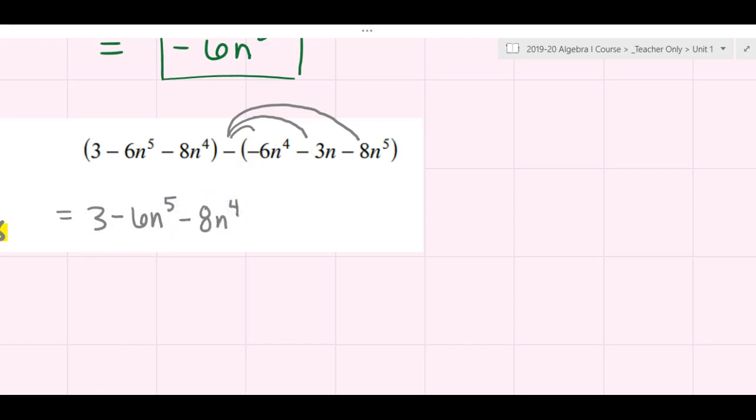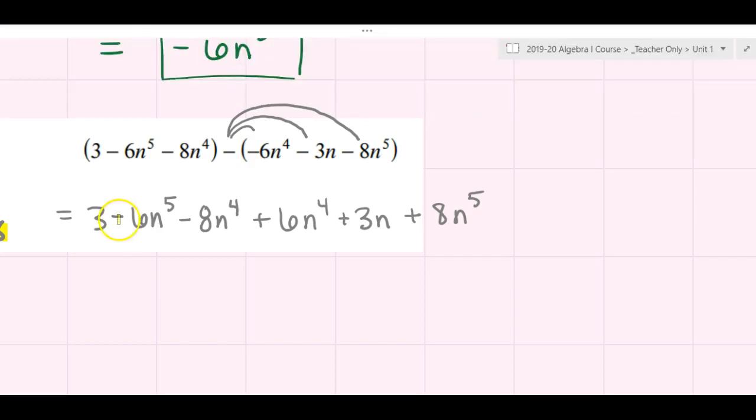Now when I distribute the negative to a negative, the -1 to -6 will make it +6n to the fourth. The negative to the -3n will make it +3n, and the negative to the -8n to the fifth will make it positive. They all 3 started out as negative. Distributing the negative makes them all positive.